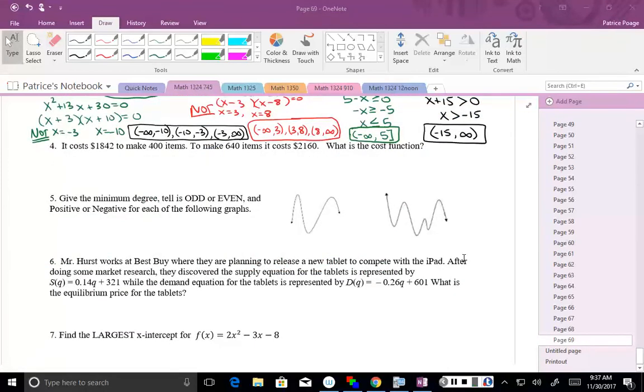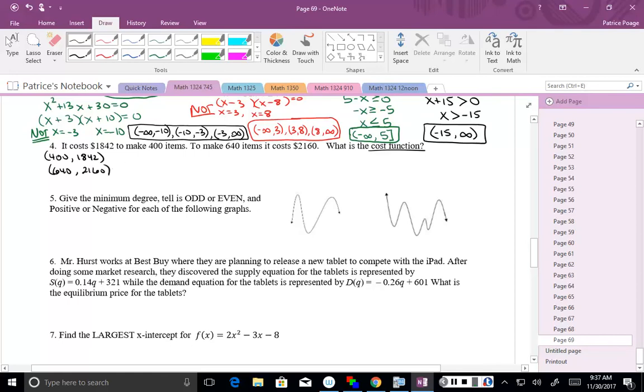Okay, I'm going to do number 4 with you. So it says it costs $1,842 to make 400 items. To make 640 items, it costs $2,160. What is the cost function? So it gives us 2 points. Price is always y. So I have the point 400, 1842, and I have the point 640, 2160.